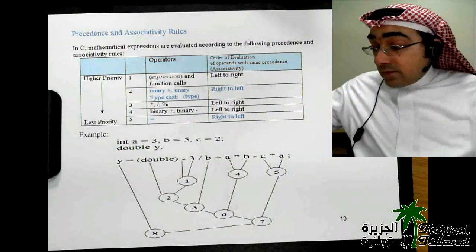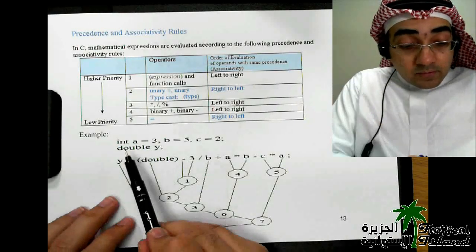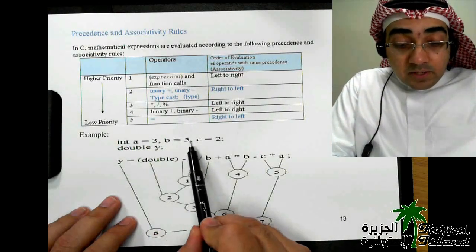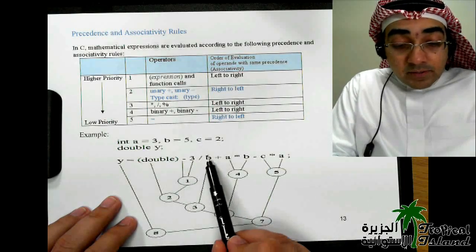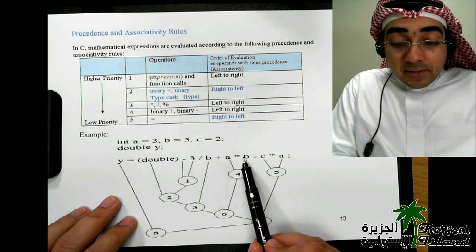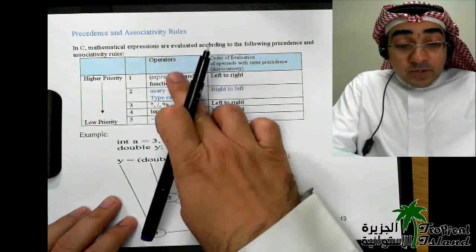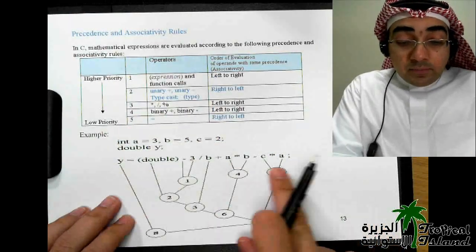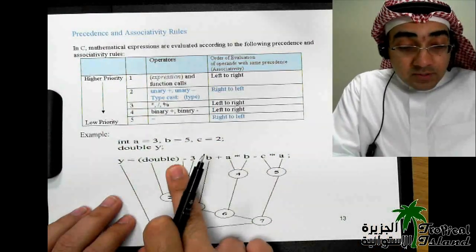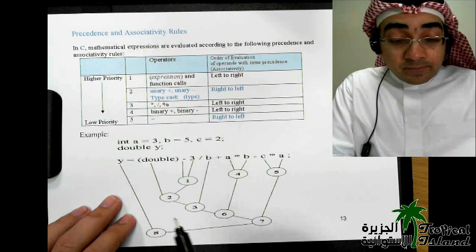And here is an example. We have integers a equal to 3, b equal to 5, c equal to 2, and a double y, and we say y is equal to (double) minus 3 divided by b plus a multiplied by b minus c multiplied by a. So the first thing we look at is, do we have expressions in parentheses? We don't have any parentheses over here. Do not be confused. This is not a parentheses, this is a typecast. Okay, so this is one operation.